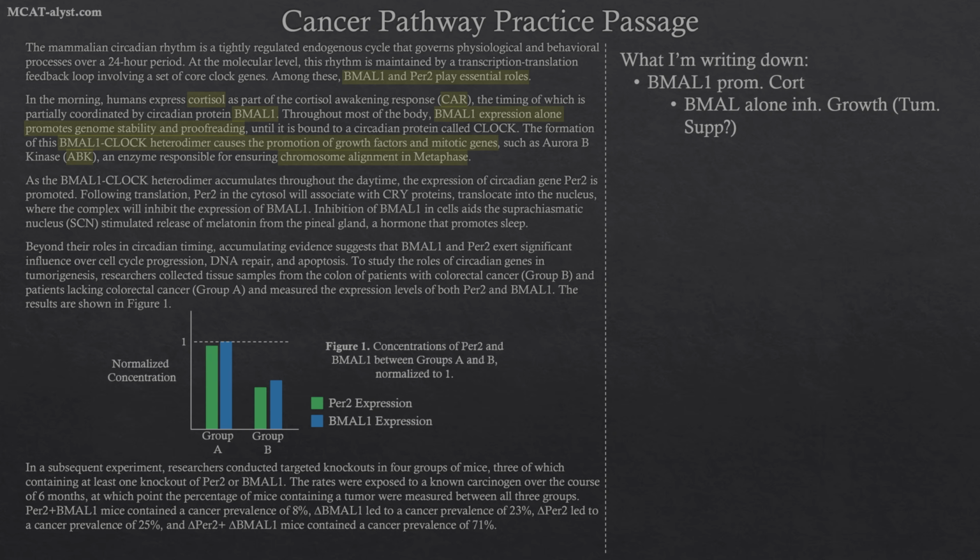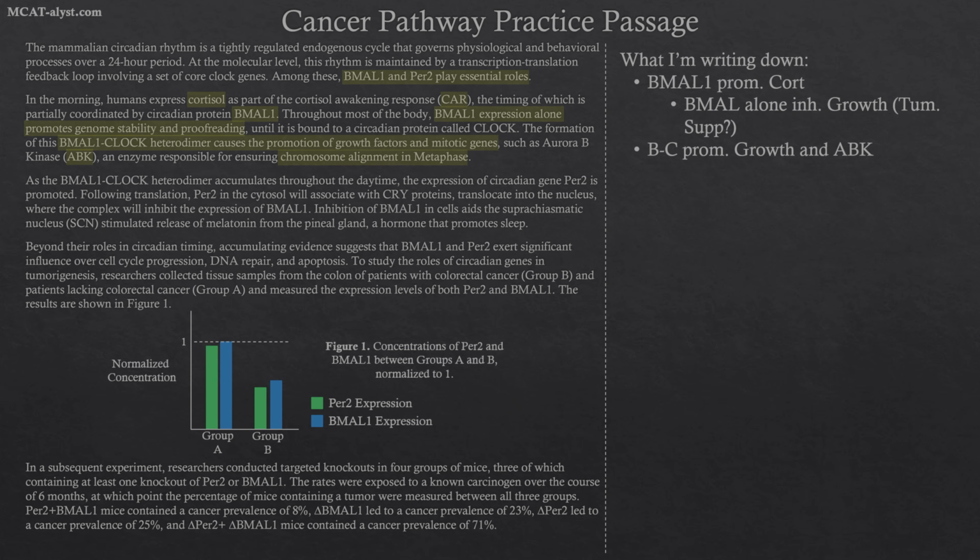This is the first paragraph that we're actually getting some substance that they're probably going to be testing us on. There's not really any info in that first paragraph that we can really craft into some sort of question. I'm also just going to write down that last little connection we made there at the end, that the formation of that BMAL clock heterodimer promotes cellular growth as well as that ABK protein.